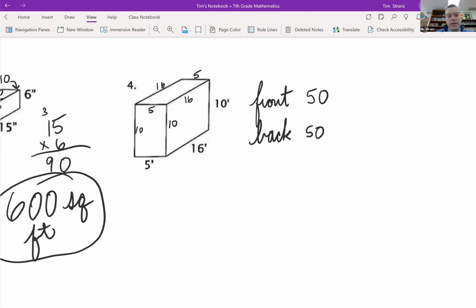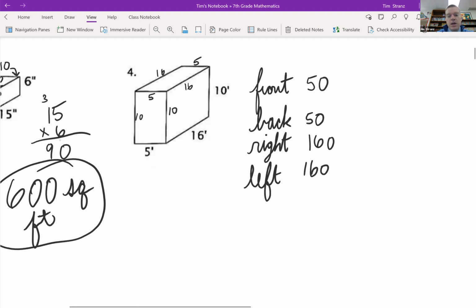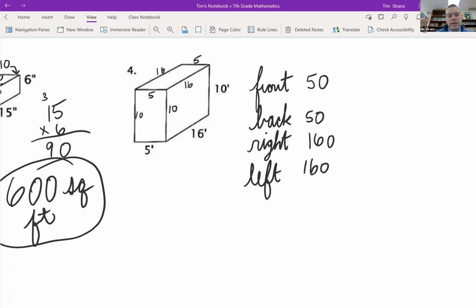If we do the side, this big open side on the right, we got 10 times 16. So my right side, 10 times 16 is 160, which means my left side will also have to be 160. And then the last two that we have to do is the top and the bottom.